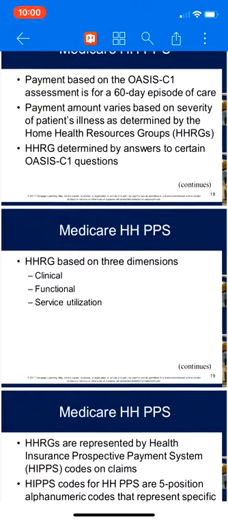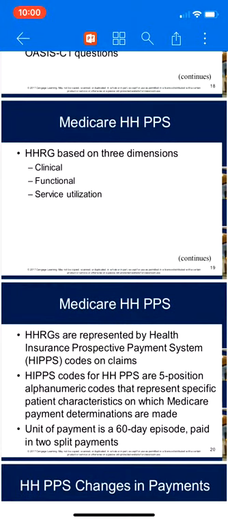Before submitting claims to Medicare, the HHRG must be converted to a Health Insurance Prospective Payment System code, or HIPPS. HIPPS codes are also alphanumeric, but unlike the HHRG, they're made up of 5 characters, including a character to indicate the level of supply utilization.